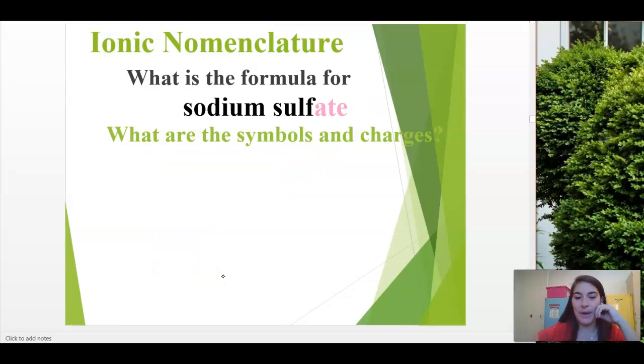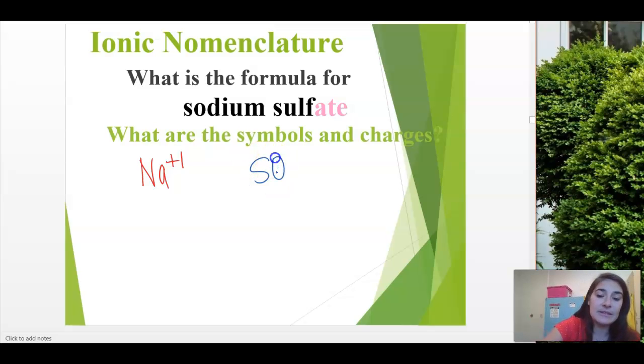Sodium sulfate. Okay, so sodium is Na, and it's in that first column, so it's plus 1. Sulfate is a polyatomic ion, so it's one of the ones that you need to have memorized. Sulfate is SO4 minus 2. So we look at the least common denominator. 1 and 2 is 2. So the total positive charge needs to be plus 2.